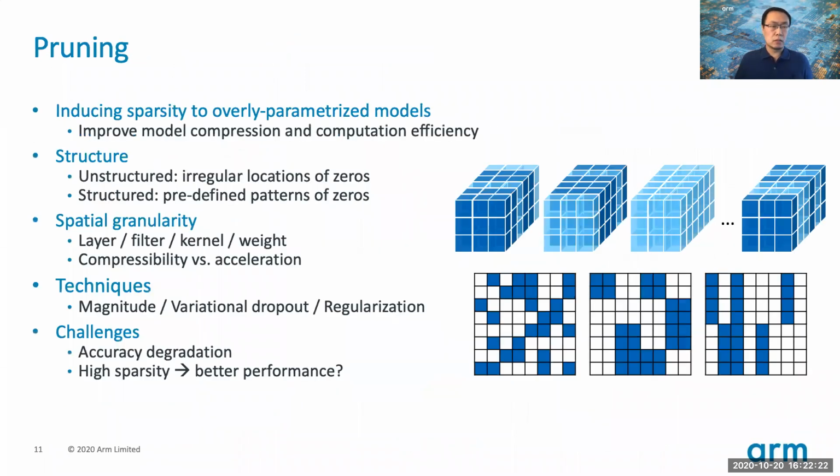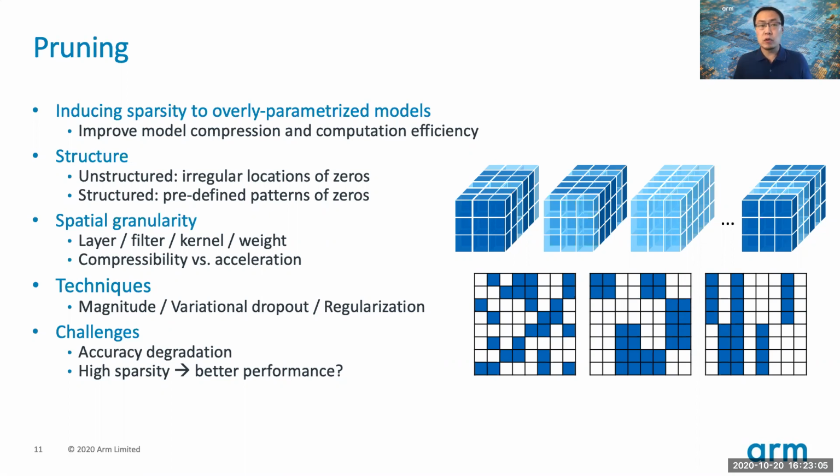More specifically, pruning, like I mentioned, is about inducing sparsity in overly parameterized models. And by doing so, you can improve the model compression and sometimes the computation efficiency. From the structure perspective, pruning can be thought of as unstructured or structured. And in terms of spatial granularity, pruning can happen per weight, kernel, filter, or layer, and it is always going to be a hard act of balance between compressibility and the actual acceleration.